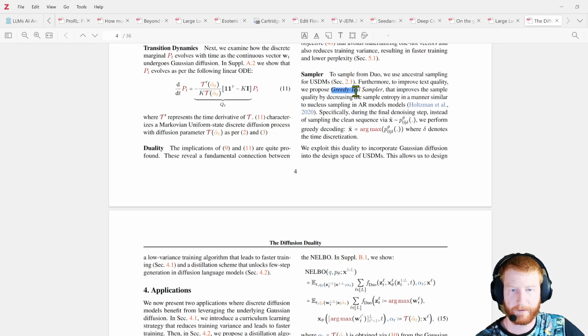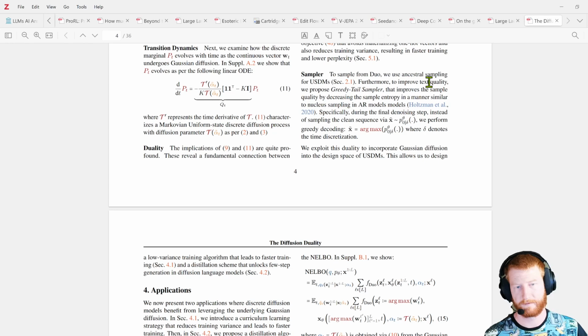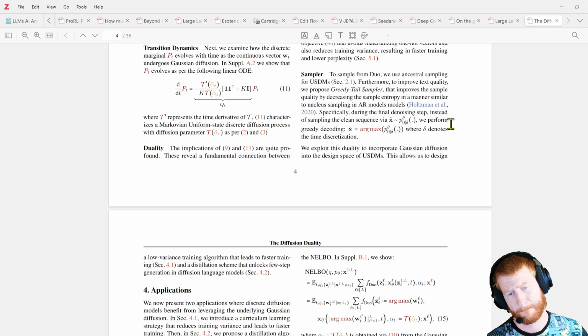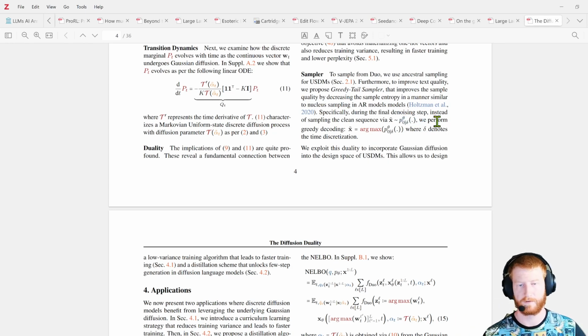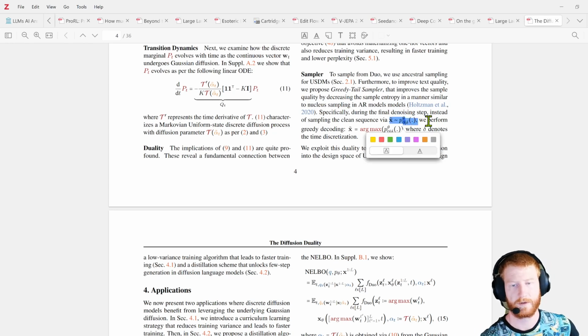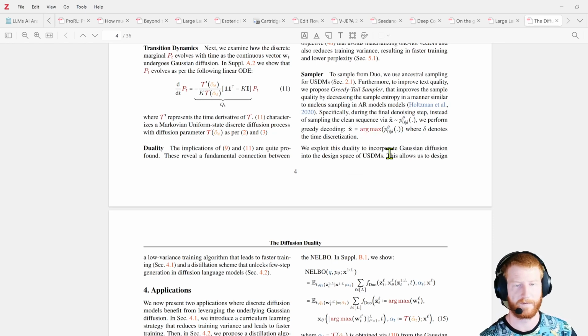Here's a nuance that we might as well look at. Greedy tail sampler. So we're feeding in noisy sequences, and we're predicting for every position in the sequence what the clean version of that token might be. During the final denoising step, instead of sampling the clean sequence by taking the predictions of the model and sampling based on some temperature, so instead of drawing from this distribution, because the model is going to predict a distribution for what the output could be, we are instead going to take the most likely token as predicted by the model. Very, very sensible.